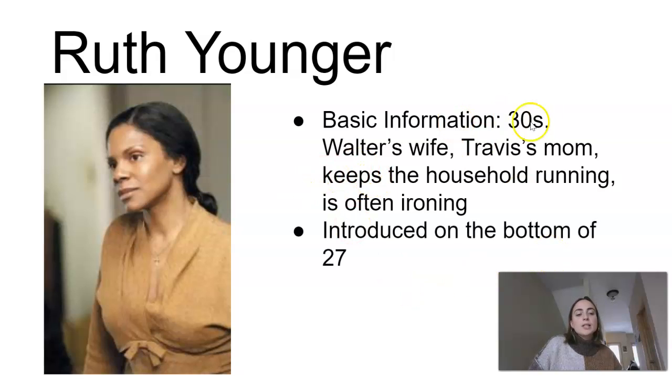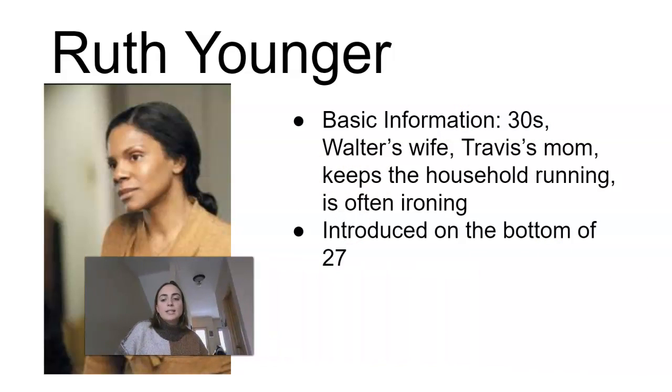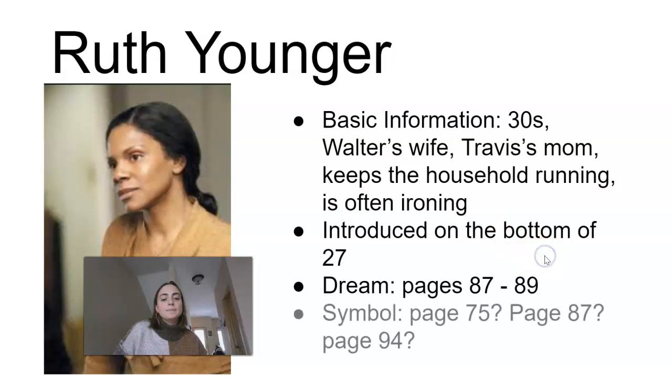She is first introduced in the play at the bottom of page 27, and her dream is introduced on pages 87 to 89. A symbol for Ruth, you could look back to page 75, page 87, or page 94. So if you're interested in writing about Ruth for your 2 paragraphs, go ahead and explore these pages to start thinking about what is Ruth's dream and what's a symbol that connects to her and her dream.